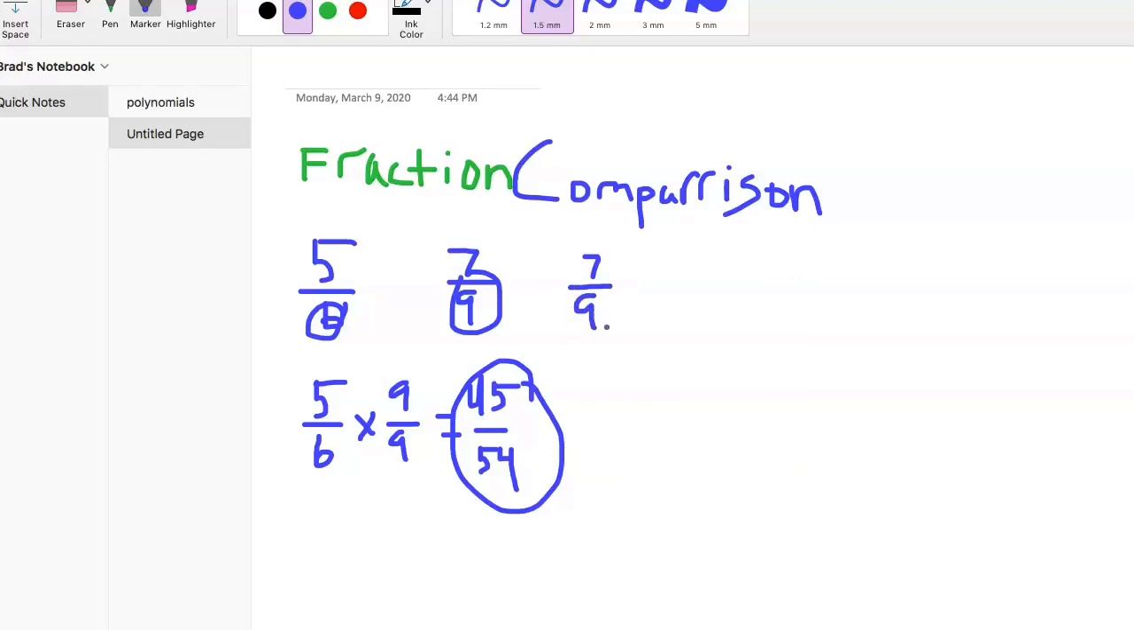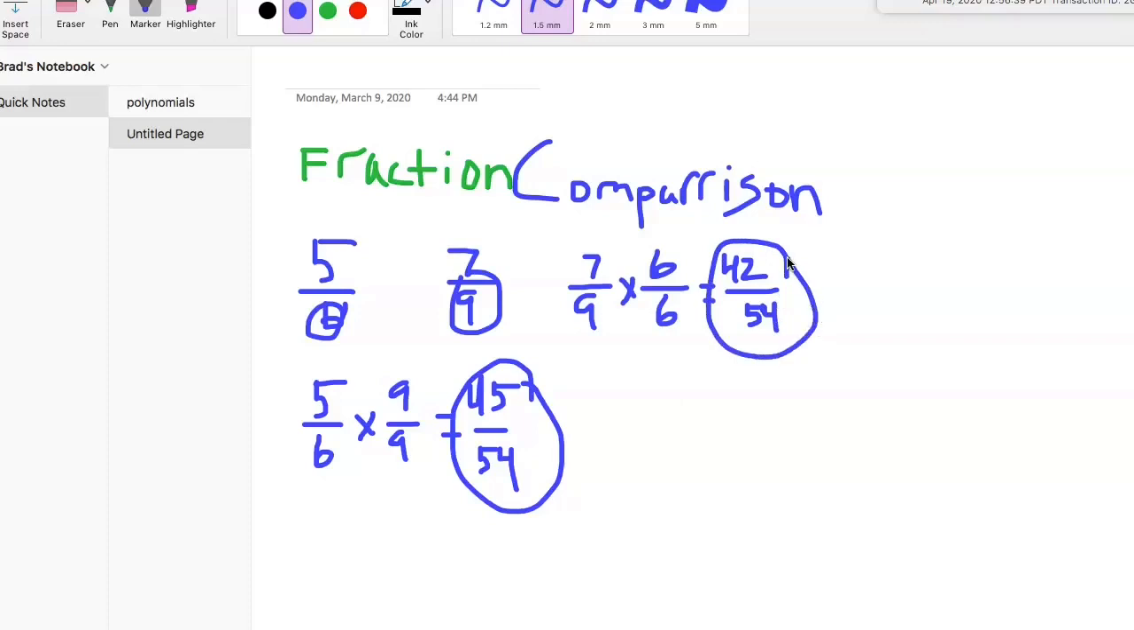Seven over 9, and so this one will multiply times 6 over 6. Okay, we'll get that one. 7 times 6 is 42. 6 times 9 is 54. Okay, so this one equals 42 over 54. Okay, so for 7/9 we get 42 in the numerator. For 5/6 we get 45 in the numerator. So that would mean that 5/6 is slightly greater than 7/9.